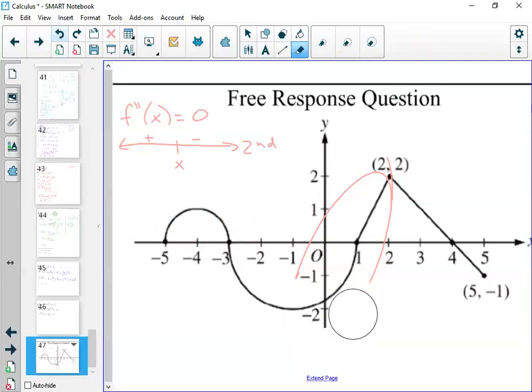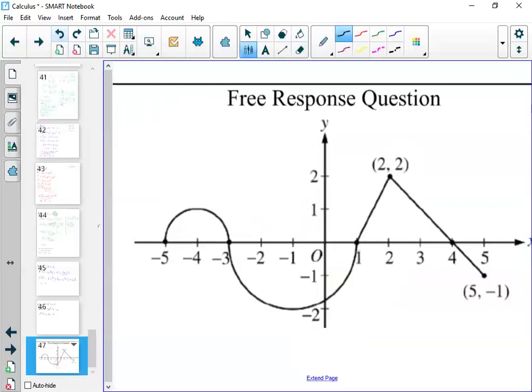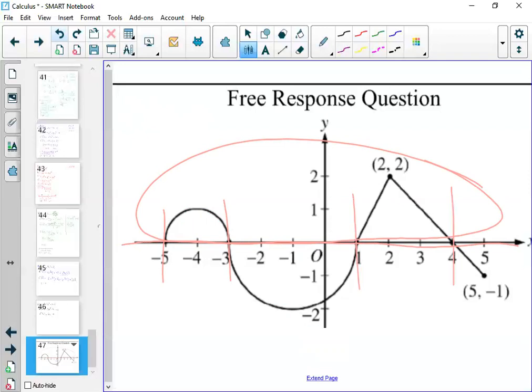So f prime is the graph, or is the function of the slope of f. So if they ask us about the slope of f, we're looking at it. When is the slope of f positive? Anytime we are above the x-axis. Right there. So from -5 to -3, and from 1 to 4. Those are your intervals.